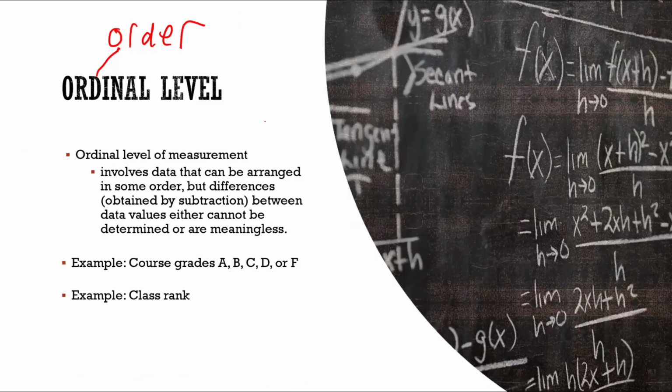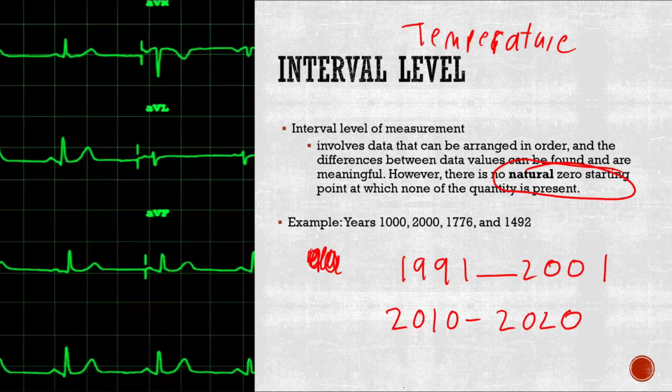Ordinal, you are ordering, hence the word ordinal, right? But you can't really do any differences. There's no meaningful differences. With interval, you can both order things, right? This year is the latest. This is the second latest, third latest, fourth latest.